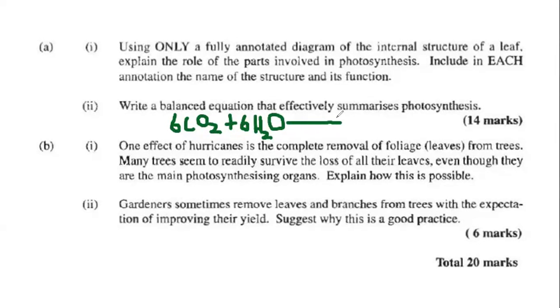6H2O, then the arrow. What goes above? The sunlight. Presence of sunlight and chlorophyll. Sunlight above the arrow, and beneath it would be the chlorophyll.